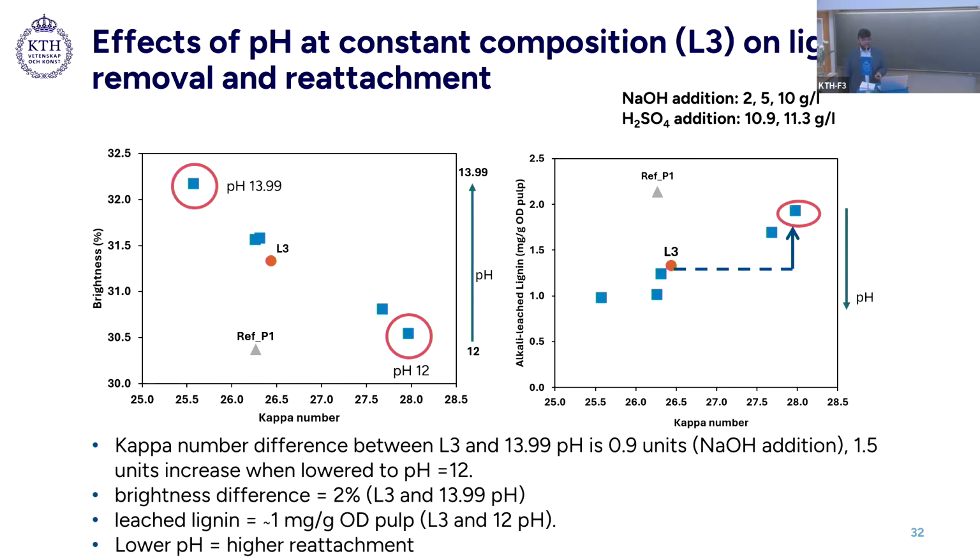And it was clear that with the modification of pH going down, we could see higher reattachment in terms of higher kappa number and reduction in brightness values.